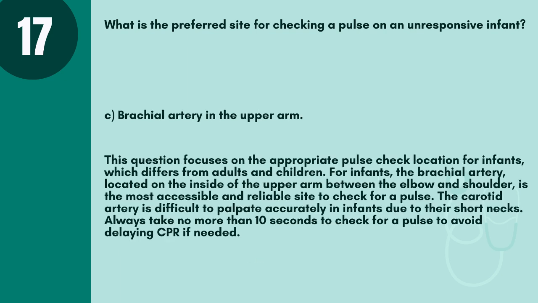Answer: C. Brachial artery in the upper arm. This question focuses on the appropriate pulse check location for infants, which differs from adults and children. For infants, the brachial artery, located on the inside of the upper arm between the elbow and shoulder, is the most accessible and reliable site to check for a pulse. The carotid artery is difficult to palpate accurately in infants due to their short necks. Always take no more than 10 seconds to check for a pulse to avoid delaying CPR if needed.